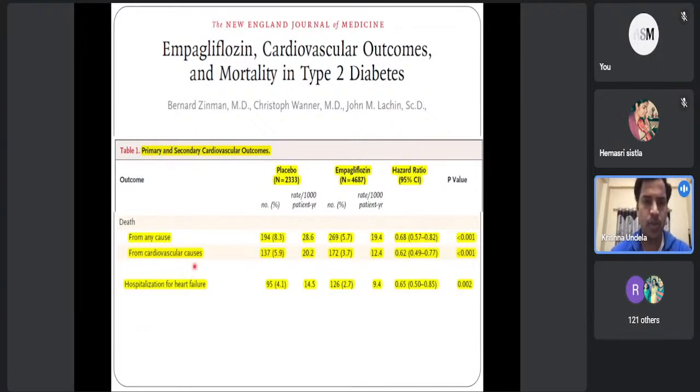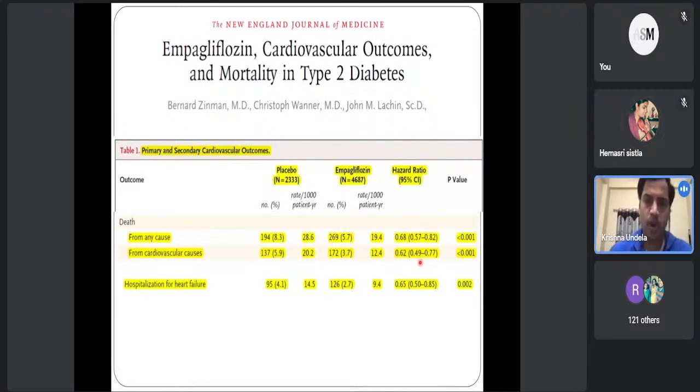And what about this one? Death from cardiovascular causes. And once again, they have given the hazard ratio along with the confidence interval. Anyone? What's the conclusion and interpretation from this one? There is 38% lesser chance from cardiovascular diseases.